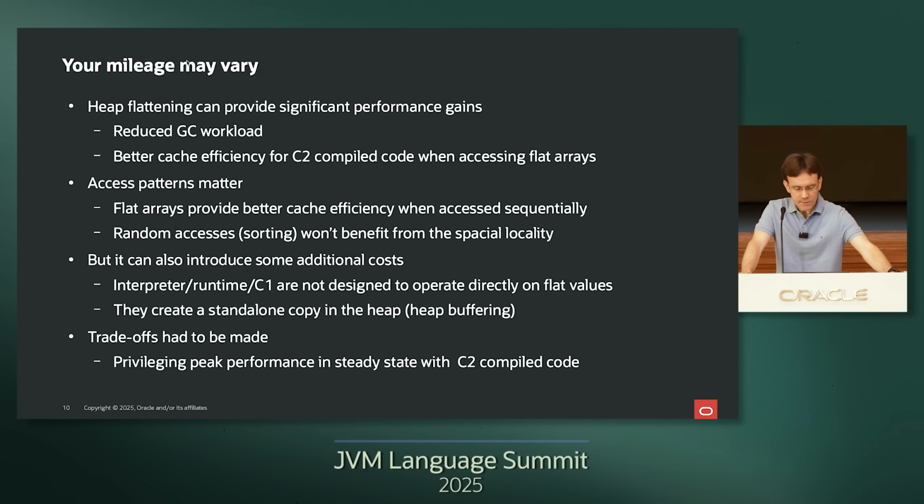There are also some additional costs associated with heap flattening. The interpreter, the runtime, the C1 compiler are not designed to operate directly on flat values. They have to create a standalone copy in the heap, what we call heap buffering, before being able to operate on them. It's a trade-off we made to privilege the peak performance in the steady state of the application when everything is running with C2 compiled code.